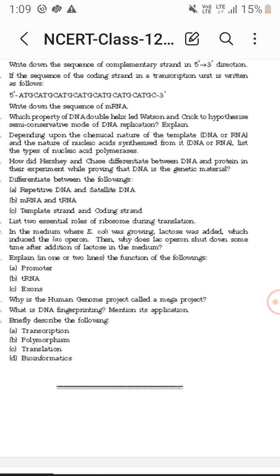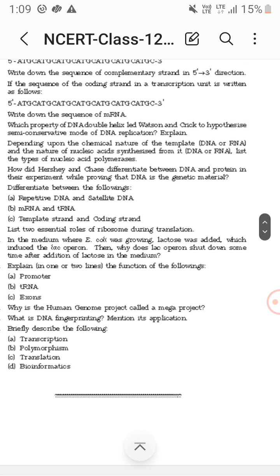In the medium where E. coli was growing, lactose was added, which induced the lac operon. Then why does the lac operon shut down some time after addition of lactose in the medium?